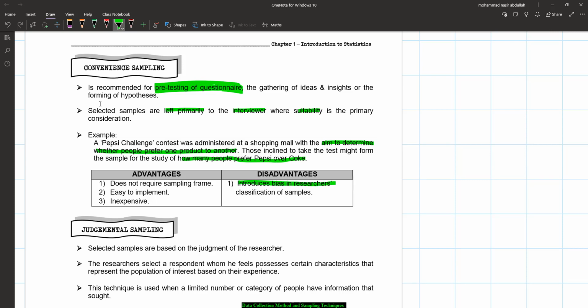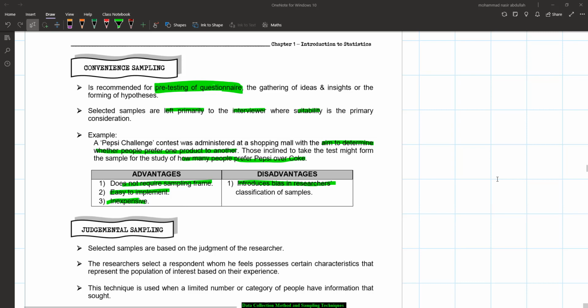Right? Disadvantage, it does not require a sampling frame, it's easy to implement, and it's inexpensive. So senang nak buat, jimat masa, senang nak dapat respondent. Right, this is the advantage. Disadvantage is it introduces bias, meaning that the sampling unit that you select might not represent the whole population.